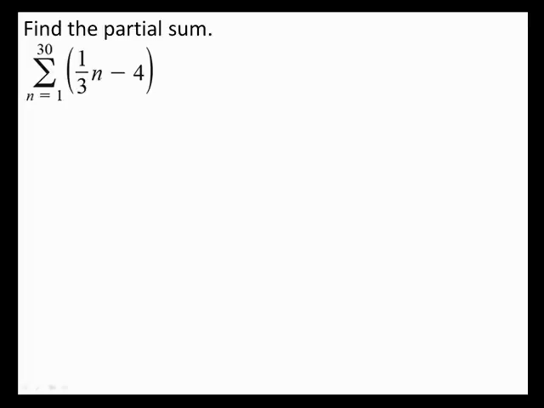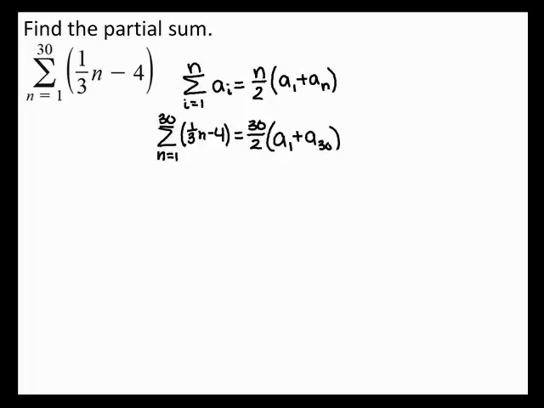Find the partial sum. The sum from n equals 1 to n equals 30 of 1/3 n minus 4. Use the nth partial sum formula. Substitute 30 in for n. Substitute 1 in for n in 1/3 n minus 4 and substitute it into a sub 1. Substitute 30 in for n in 1/3 n minus 4 and substitute it into a sub 30.